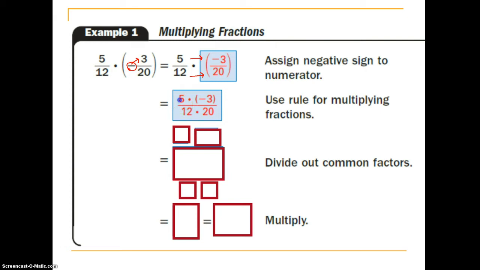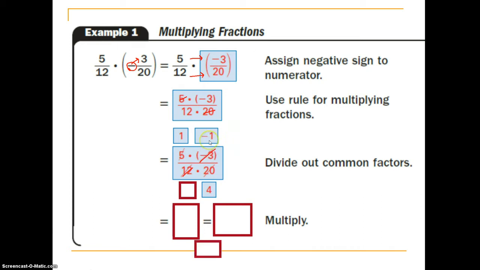In the numerator, there is a 5. In the denominator, there's a 20. They both divide by 5. And that's what they're going to do here. 5 divided by 5 is 1. 20 divided by 5 is 4. The 3 and the 12 also divide by 3. Negative 3 divided by 3 is negative 1. 12 divided by 3 is positive 4.